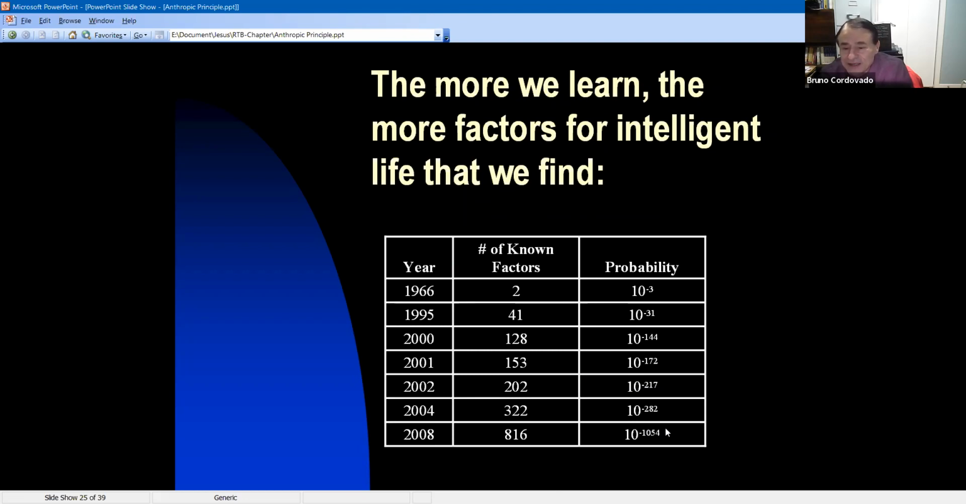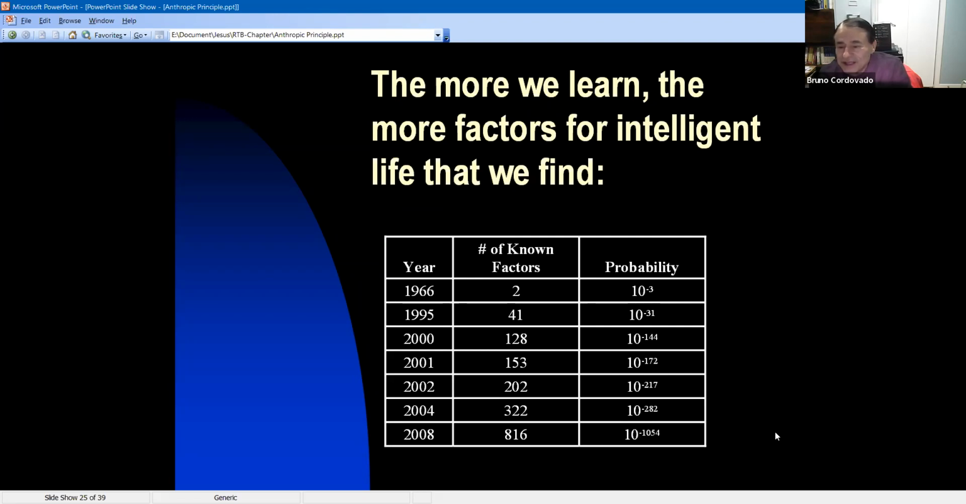The total number of protons in the whole entire universe is only 10 to the exponent 80. So this is like 10 to the exponent 970 times smaller. There aren't enough atoms in the whole universe for this to be possible. This probability is so low.